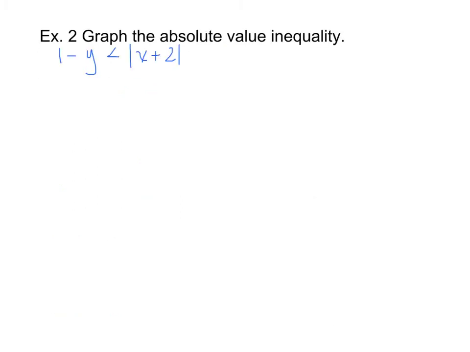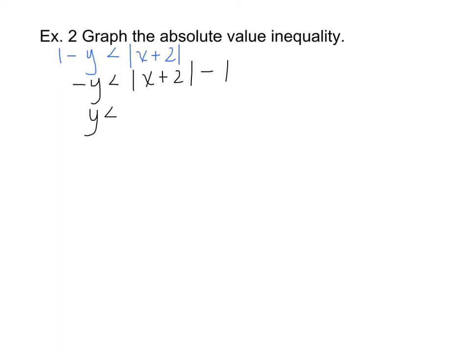Okay, here is an absolute value inequality. And if you notice on the left side, y is not by itself. So I'm going to change it so it is. So the first thing I'm going to do is subtract that 1. And I'm going to leave the negative in front. And then I'm going to divide everything by -1.